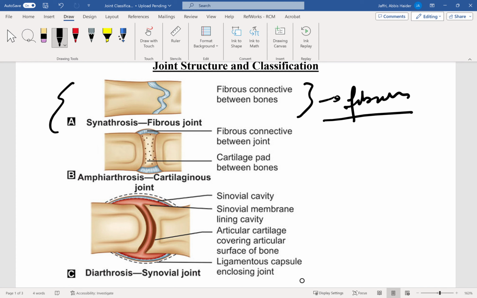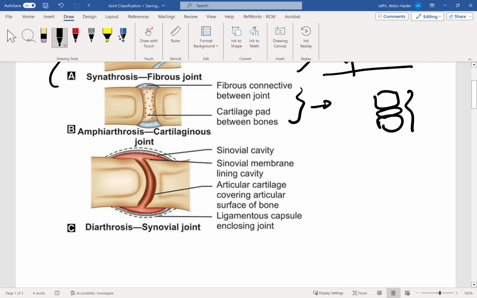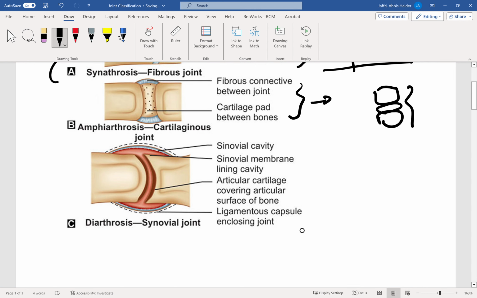Okay, then the second type we have is called amphiarthrosis. These joints have slight movement. An example is the joint of your vertebral disc, that is between two vertebral bodies. If this is a vertebral body and this is a vertebral body, the disc in between is your amphiarthrosis joint. There is slight movement in this joint. Another example is your pubic symphysis. So these are some of the joints that have slight movement.